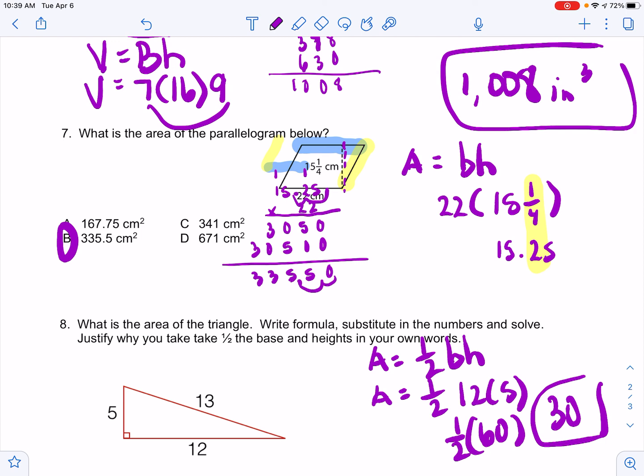Here, they're wanting you to justify your answer. Why do we take half of our base times height? Write this down in your own words. There's going to be a discussion board piece where you're going to put this answer in. So go ahead and think about it on why you would be cutting the base times height in half.